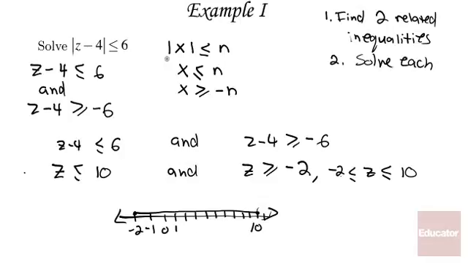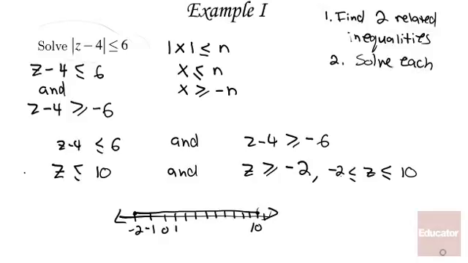In this example, I recognized that I had the form where the absolute value of an expression is less than or equal to n. And this works for a strict inequality too, when you don't have the equal to. Same idea. Then I found my two related inequalities, then I solved each, and I have a solution set that satisfies this inequality with an absolute value.